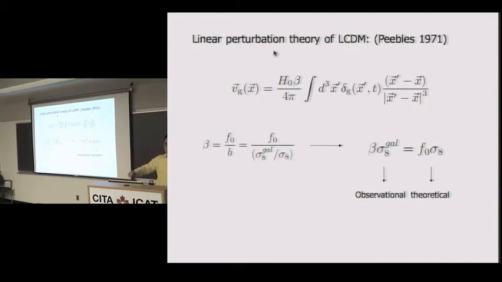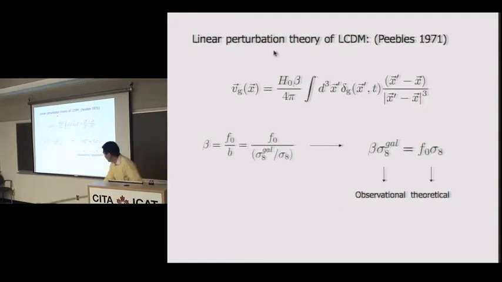One is the reconstructed density field, and the other is the velocity field. This coefficient can be linked to the growth rate of structure. So beta is equal to f divided by b. B is a bias factor, which is the density contrast of the galaxies divided by the density contrast of the dark matter, which is really sigma 8 galaxy divided by sigma 8. The so-called sigma 8 is the fluctuation of galaxies or dark matter on the scale of 8 megaparsec.